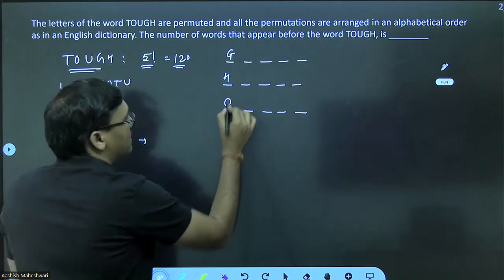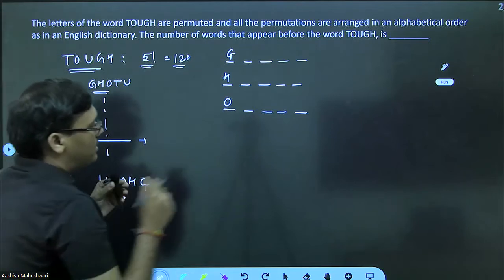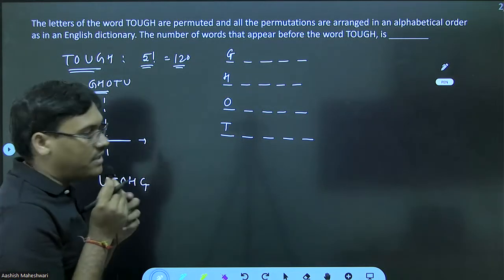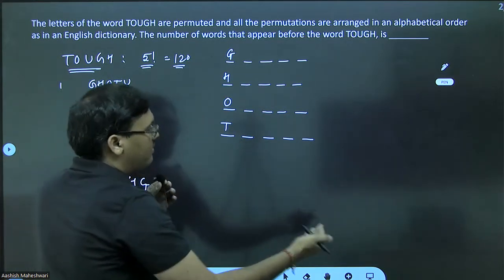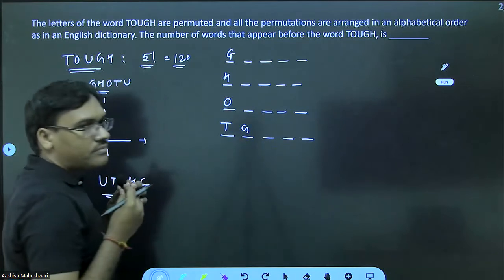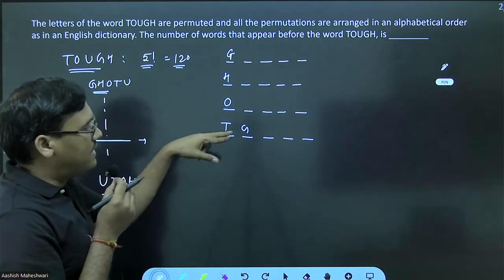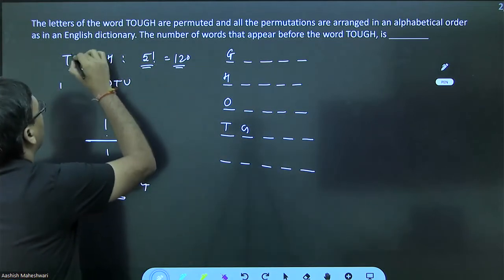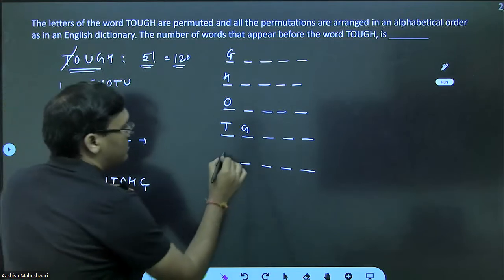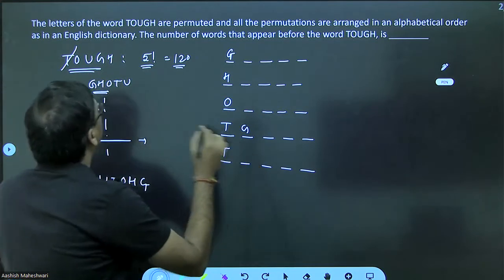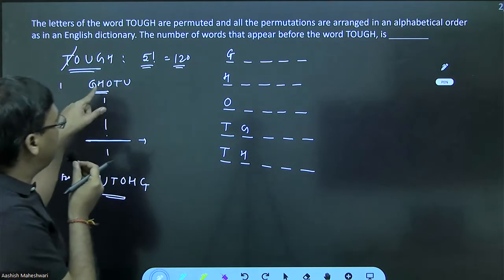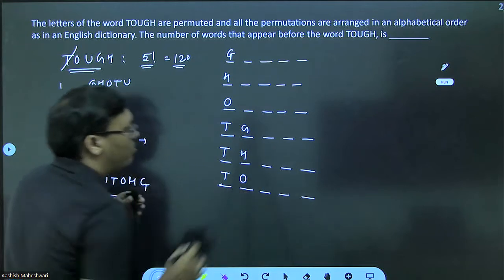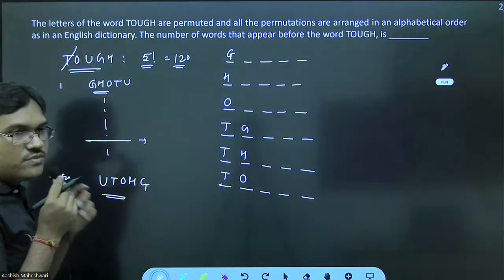Then we will have the words which start with O, and then the letter T. Now we are interested in the words which start with T. The words which start with T will again start from G. After O, you will have the words which start with TG. Then after G, H, we will have the words which start with TO, because the earlier letters have gone.